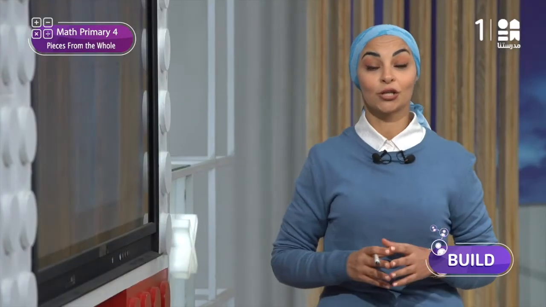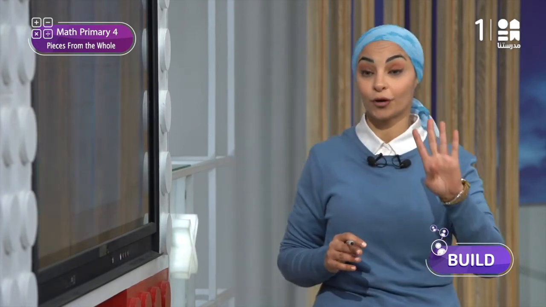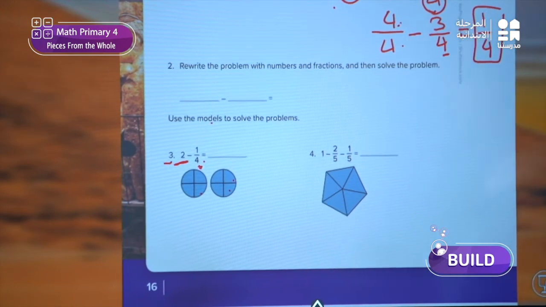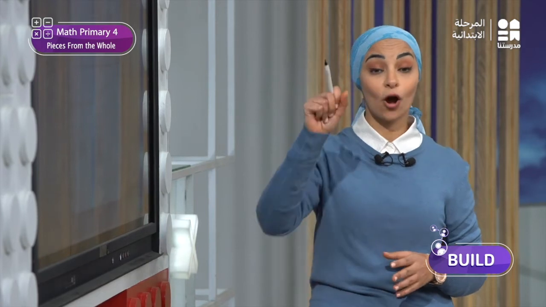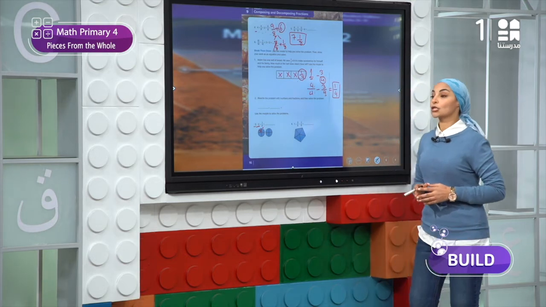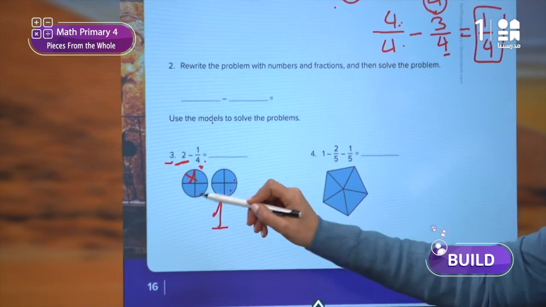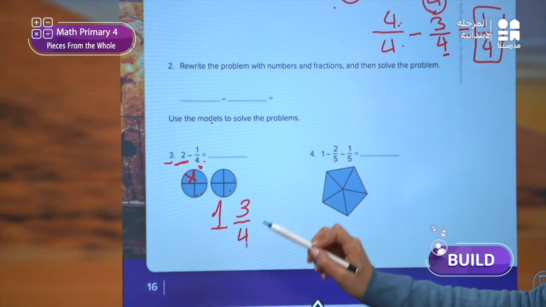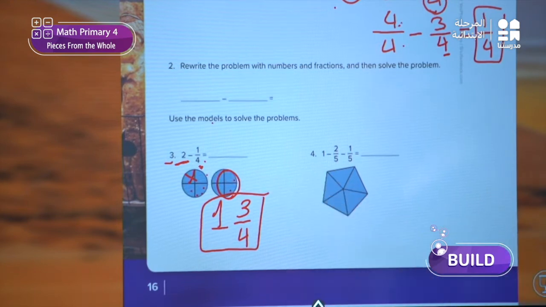I am sure you are noticing now that each model is divided into 4 equal parts, because here I have 4 in the denominator. To subtract 1/4 from 2, what will I do? I will take off 1 part, or cross 1 part. Okay? So we will have 1 complete model, which is 1 whole, and the other one, what is left? 3 parts, or 3 quarters, left. So the answer is 1 whole circle and 3 over 4.